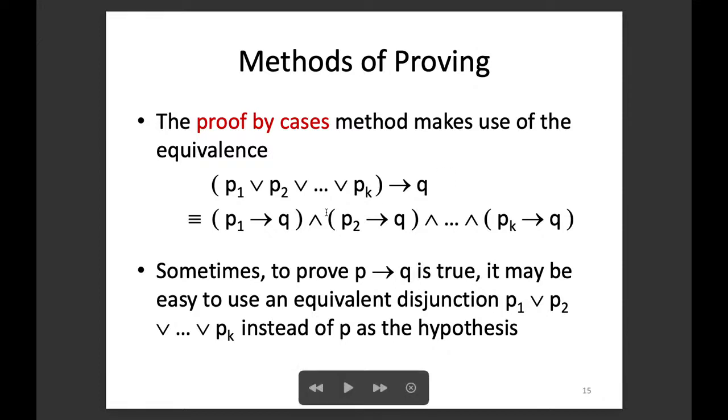So here it says that no matter what happens, no matter whether P1 occurs or P2 occurs or Pk occurs, we will get Q. Then what we can do is show that if P1 occurs, we will get Q. And also if P2 occurs, we will get Q. And so on and so forth. And also if Pk occurs, we can get Q. Then showing the first part is equivalent to showing this second part. And showing the second part is sometimes much easier than doing the whole thing together.